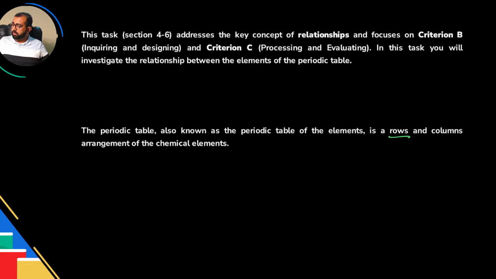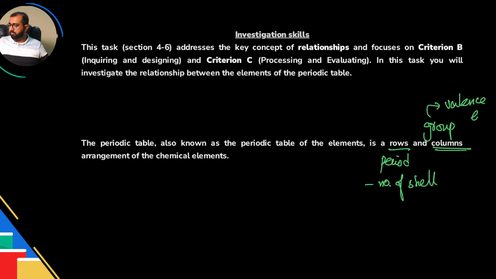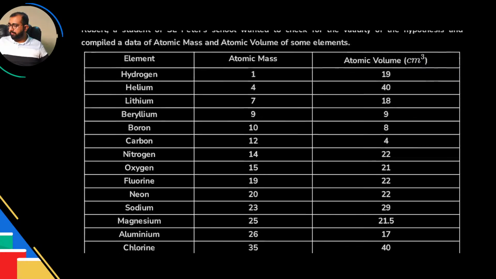Row tells us the period number, which tells us the total number of shells. Similarly, columns, that is the group number, tell us how many valence electrons we have. That's what we know from this. Alright, so far that's what we have. Let's see.